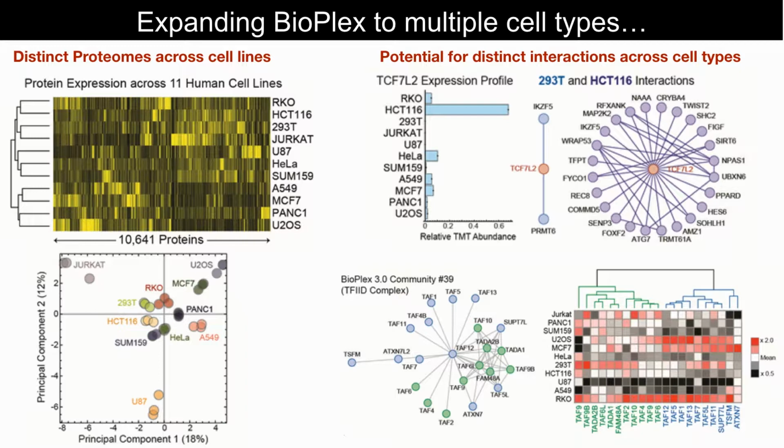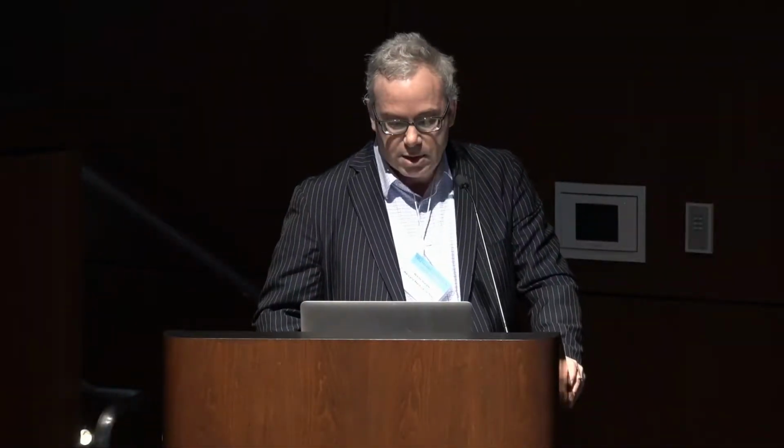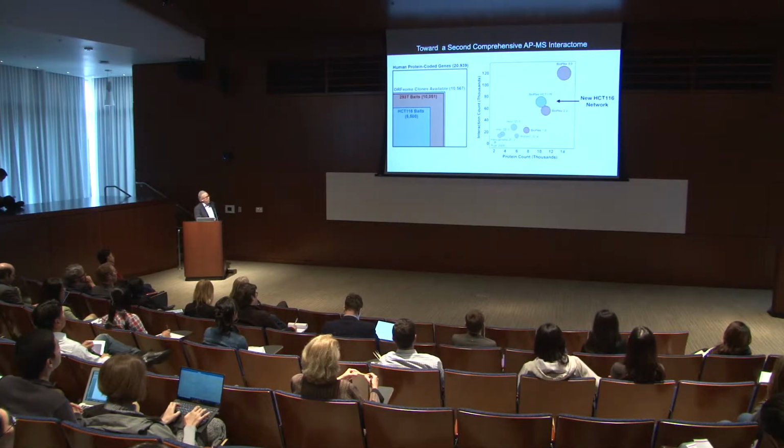To make a long story short, after doing a variety of experiments, we decided to pick HCT116 cells, which is a near diploid cell line, unlike the 293s, which are highly aneuploid. And we wanted to use that cell line to try and build a second network. So I'm just giving you an update now on where we are with the second network. We've now completed 5,500 IP-MS experiments for HCT116 cells.